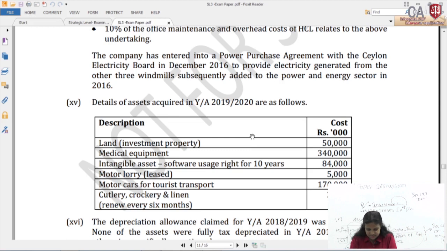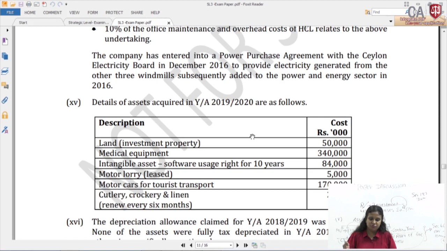Okay. Then cutlery, crockery and linen renewed every 6 months. Now these are a different kind of adjustment. Not different, you have to think a little bit again. First thing, we are providing capital allowances on what assets, Lamai? Depreciable assets. If you know it's on depreciable assets, the years are given in the 4th Schedule. Then what are the types of asset, and you know how to do the calculation, all these things.